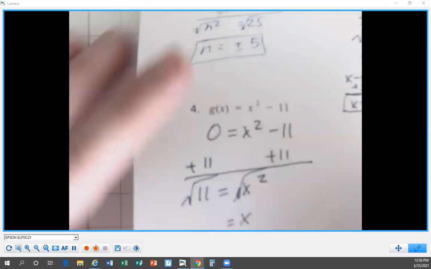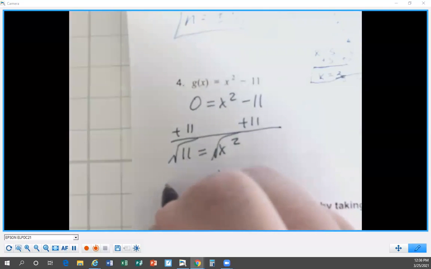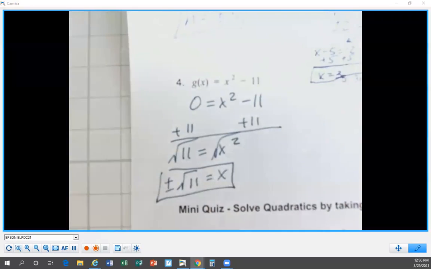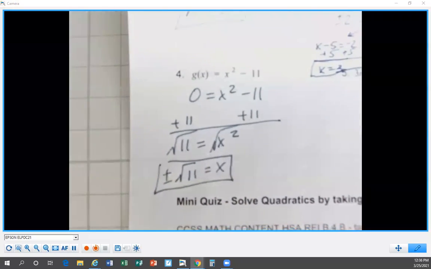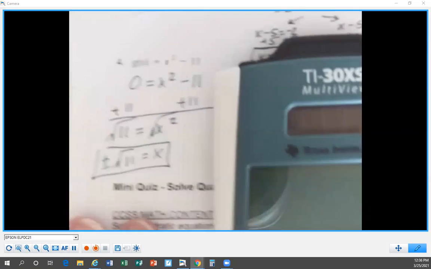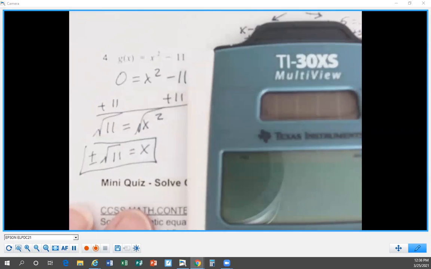Square root of 11, we're just going to leave that as plus or minus root 11. If you wanted to get a decimal approximation, sometimes your directions might ask you to round to the nearest tenths, hundredths, or thousandths. So if we wanted to get a decimal approximation, we would do square root of 11.